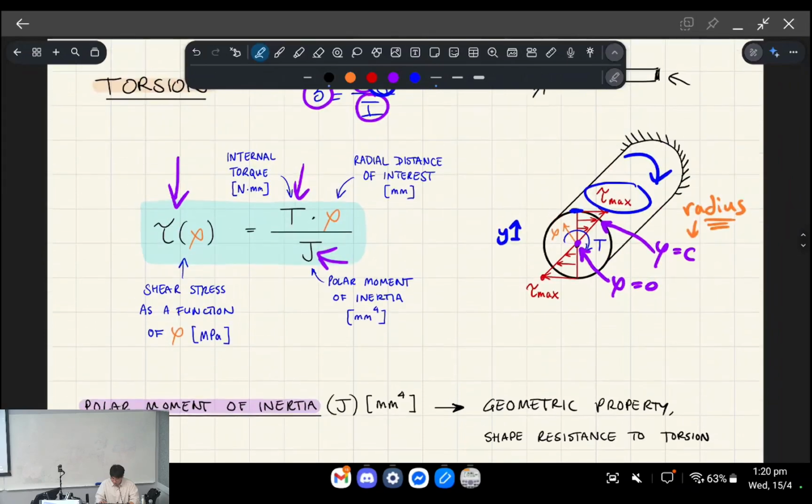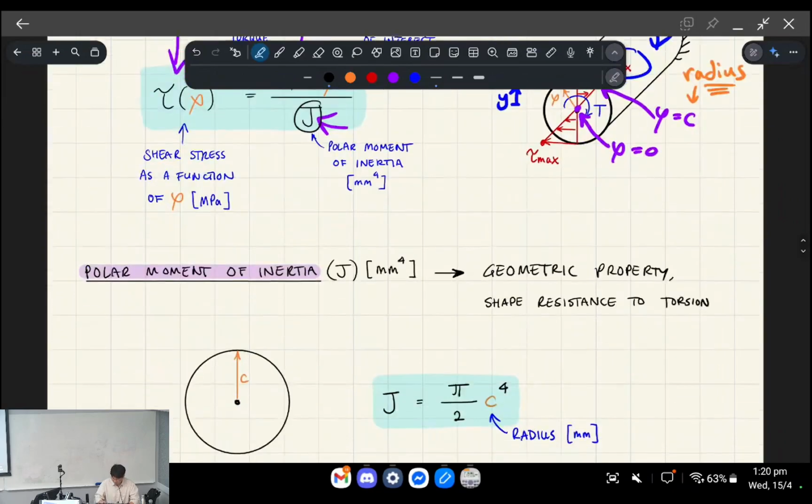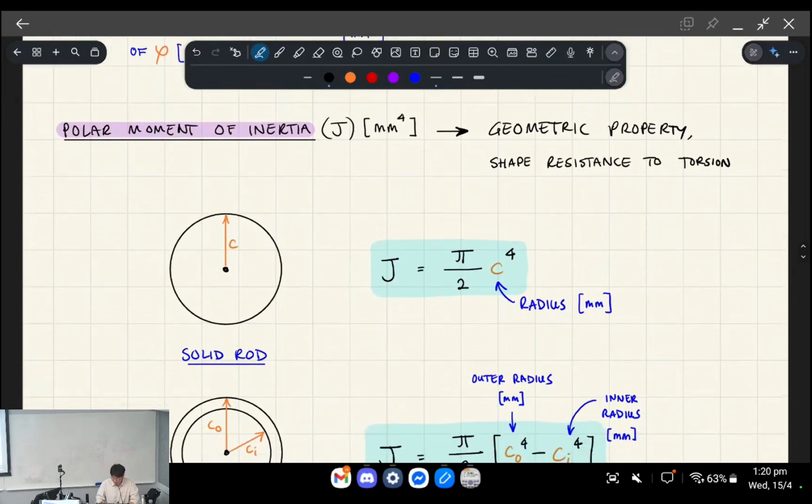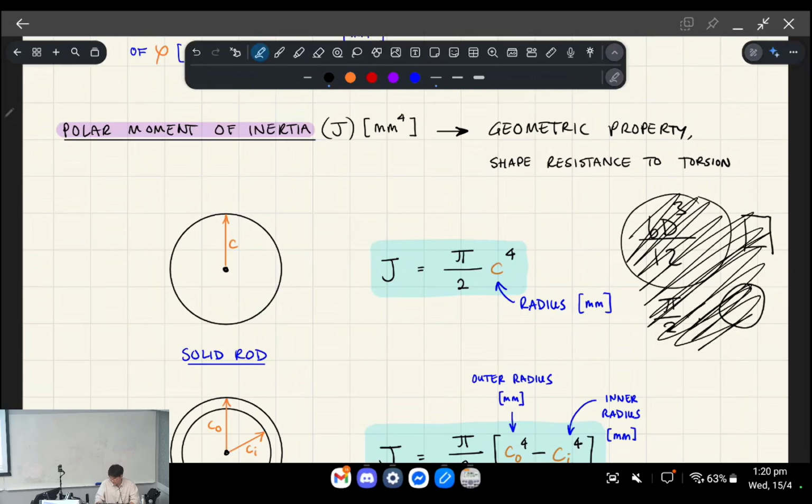I'm going to show you how to calculate the polar moment of inertia because we're familiar with the area moment of inertia, which is I, but I'm going to show you what J is all about. J looks very similar to the formula for I. So bd cubed on 12 is the moment of inertia for a rectangle. I forgot the exact one for a circle, but it's going to have pi and something, and it's going to look very similar.